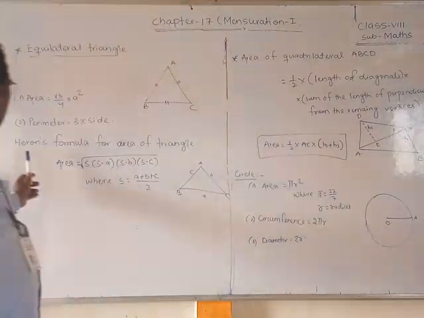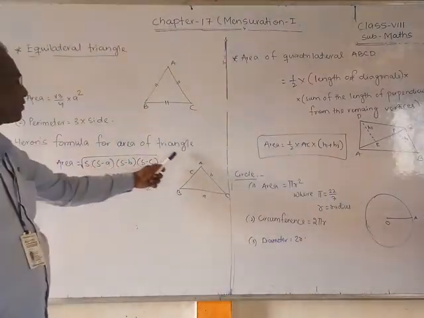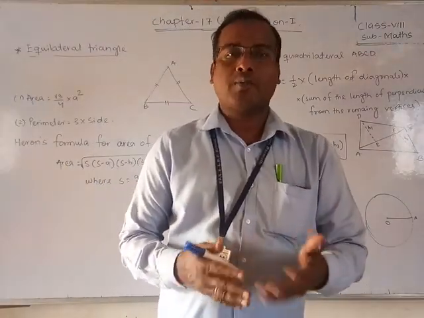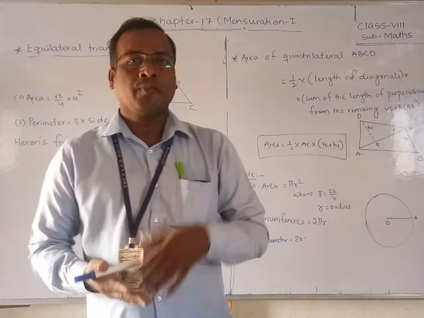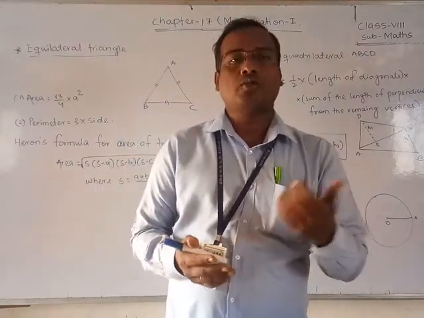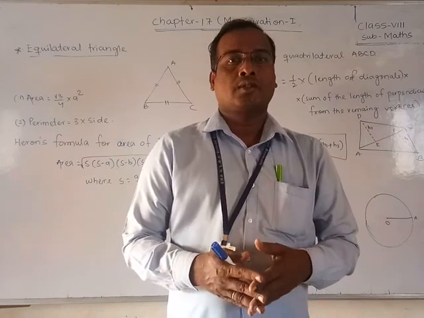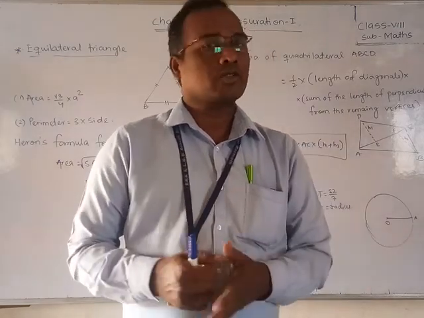Next we will discuss Heron's formula for the area of a triangle. Students, if it is a right triangle, you can find the area as half into base into height. If it is an equilateral triangle, you can find it as root 3 by 4 into a square. If it is a scalene triangle especially, then you can apply Heron's formula.